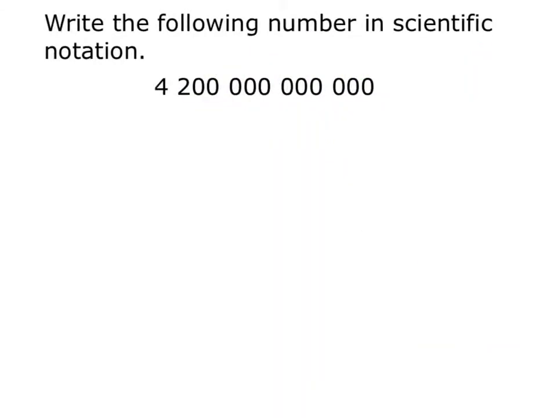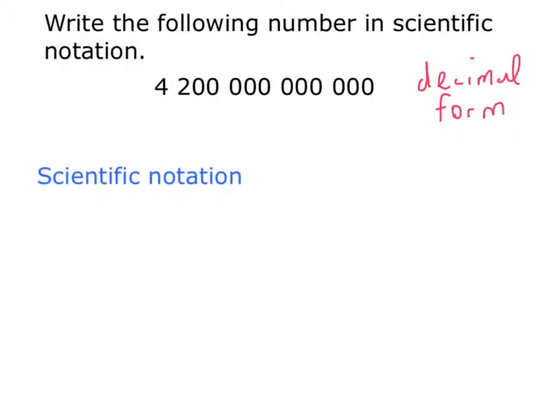Let's look at another example. It says write the following number in scientific notation, and the number is given here. Again, just to remind you, the number here is written in decimal form and it's a very big number, as you can see. Okay, so let's write this in scientific notation.